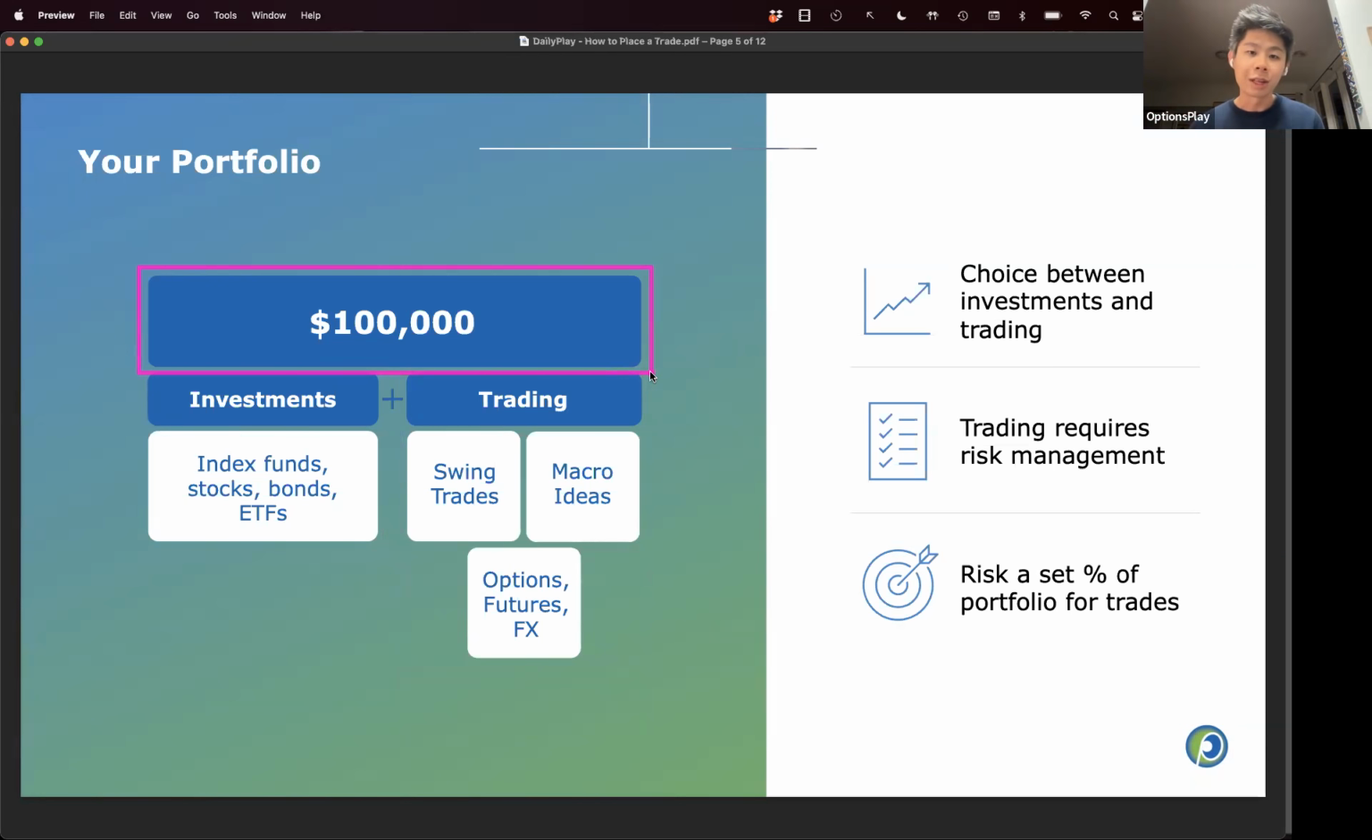And you really have to think about this from the perspective of you have a choice between your investments and your trading, whether you want to allocate more capital to investments, whether you want to allocate more to trading, and depending on your risk tolerance, you might choose one or the other. But the trading aspect of your portfolio, which is what we're going to talk about here today, really requires active risk management. And Rick, you can jump in here if you would like.